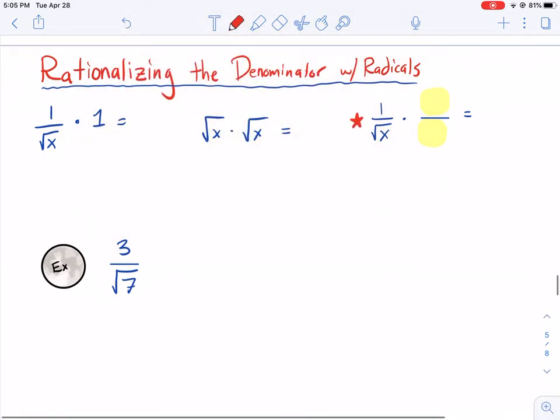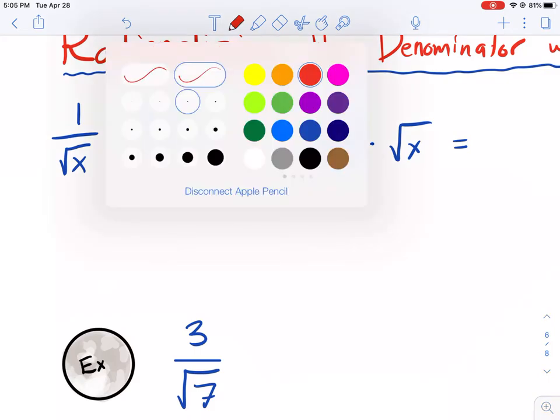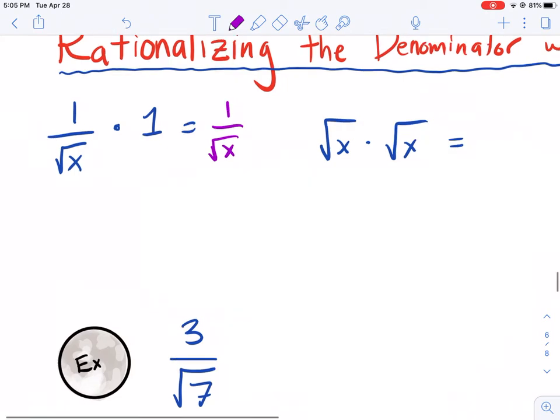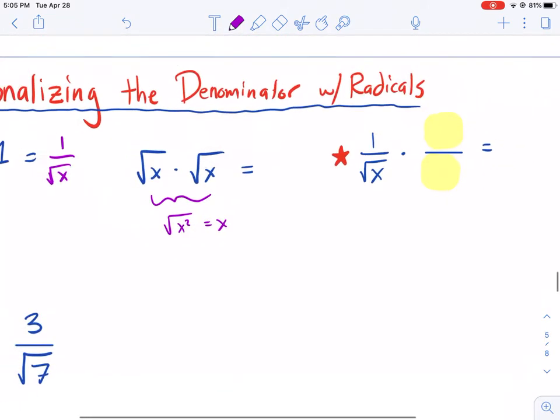So let's take a look at our first example. Here we have 1 over radical x times 1. If we multiply it by 1, what is the result? Well, hopefully you guys will see that it's just going to be itself. If you multiply by 1, the value remains the same. The other principle you need to understand is what happens when you multiply radical x times radical x. Well, this is the same thing as the radical of x squared, and taking the square root of something that's squared is essentially undoing the squared or undoing the radical. So it just becomes x.